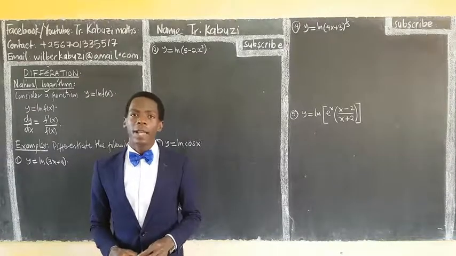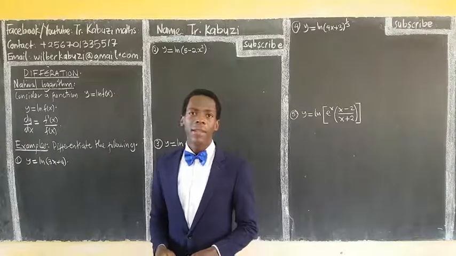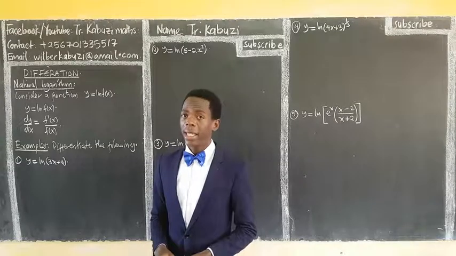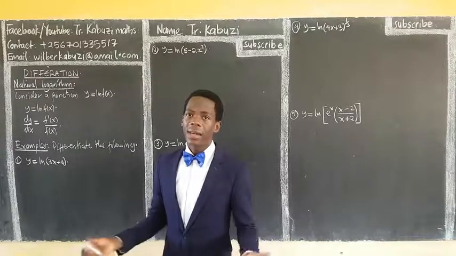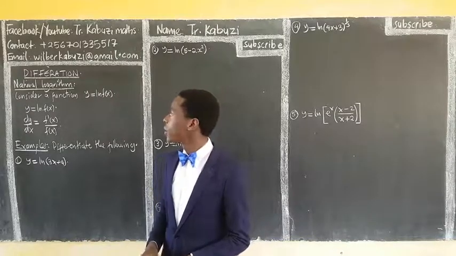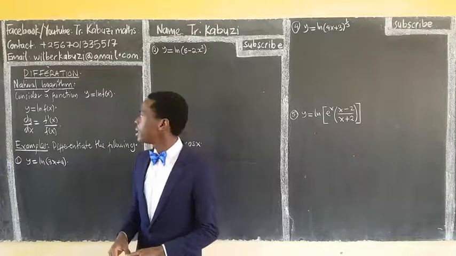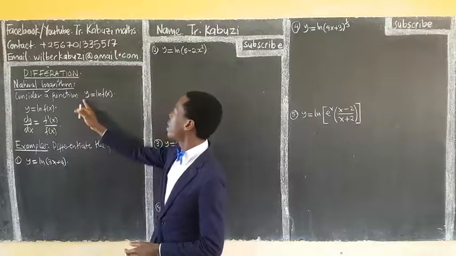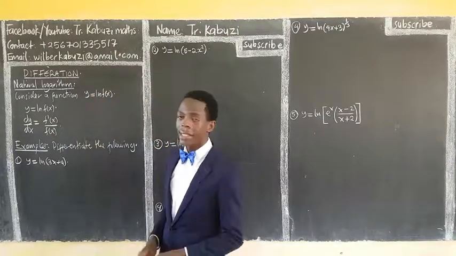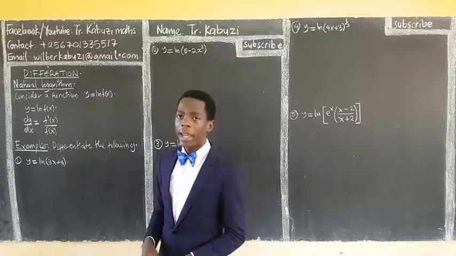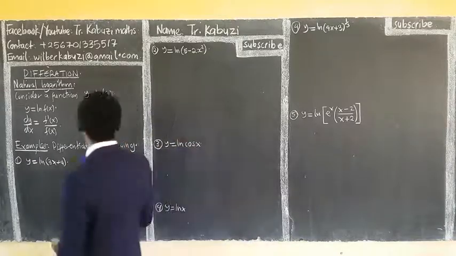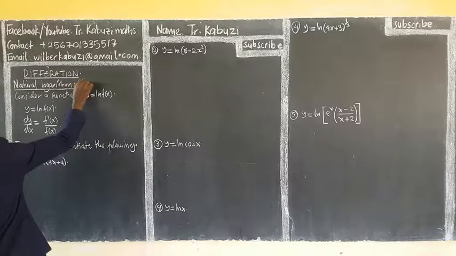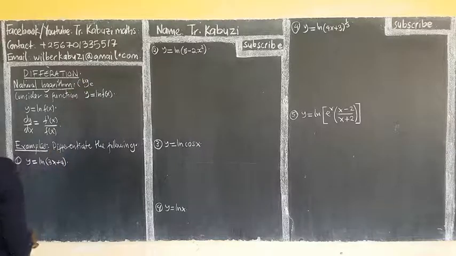Okay, differentiation of natural logarithm. Remember, natural logarithm is a log to base e, and sometimes it's written as ln of any function. So let us see how we differentiate it. Consider the function y equals ln f of x, but remember this is always a log to base e of any function.